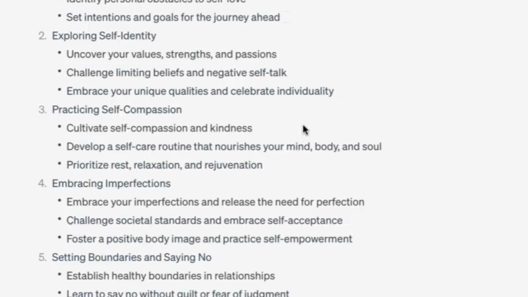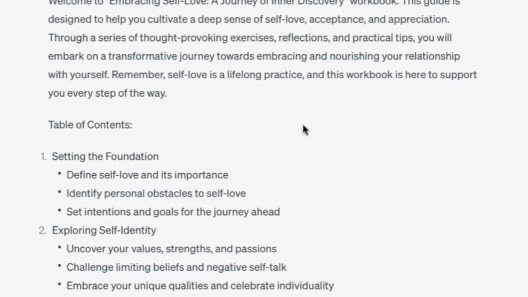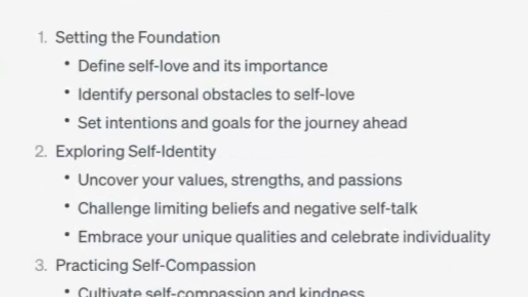Now keep in mind, when you are using ChatGPT or any type of AI service, you don't want to use anything word for word. So what I normally do is take bits and pieces of what I like from the table of contents or the outline, and then I'll use those within my workbook. So if you wanted to use maybe setting the foundation, right? And then you're defining self-love and its importance, but instead of defining self-love and its importance, I decided to define healing and its importance. And then I identify personal obstacles to self-love, or in my case, personal obstacles to healing, right? It's just really helpful because it gives you an outline within like 10 seconds. It tells you everything you need.